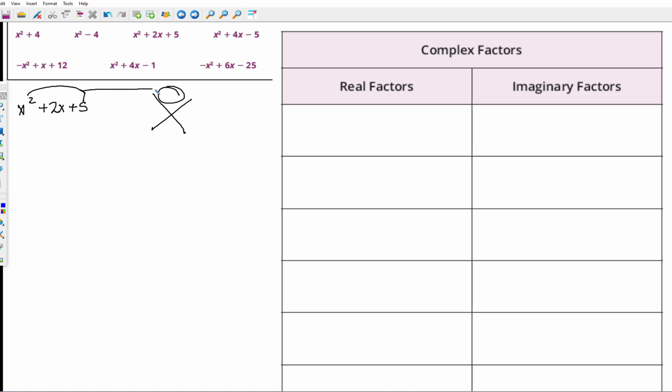So how do I find out what goes up here? It'd be the product of these two. So that's 5x squared, and the 2x goes down here. So what can multiply to give me 5x squared? What are two things that can multiply to give me 5x squared? 5x and 1. Is there any other option? What about negative 5x and negative 1? Would either of those combine to give me 2x? No, so it's imaginary factors.